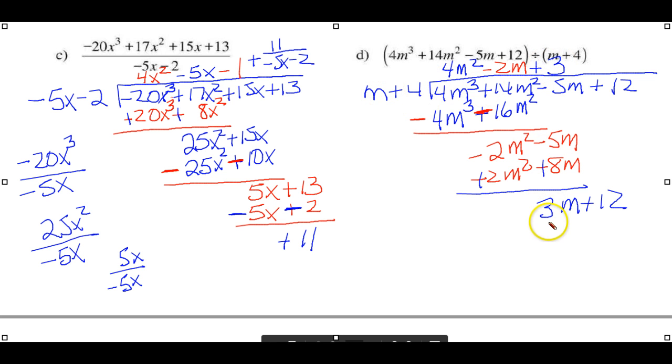M times this is 3m. 4 times 3 is 12. Draw the line, change my signs, and this all cancels out, so there's no remainder.